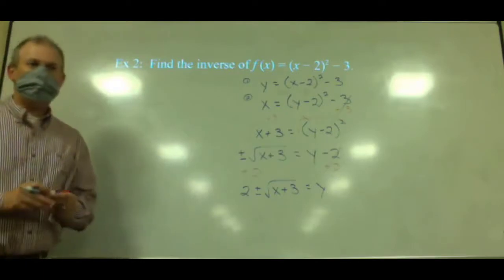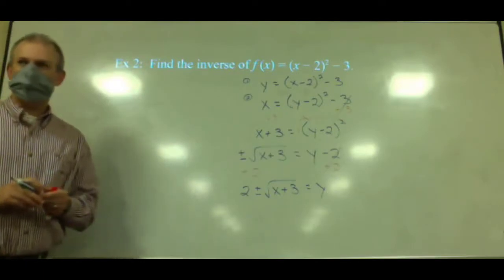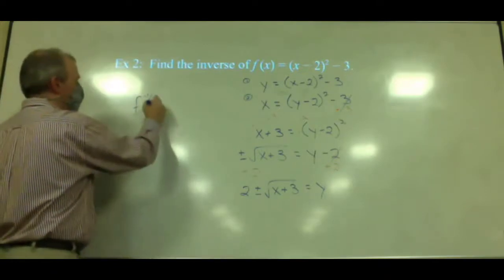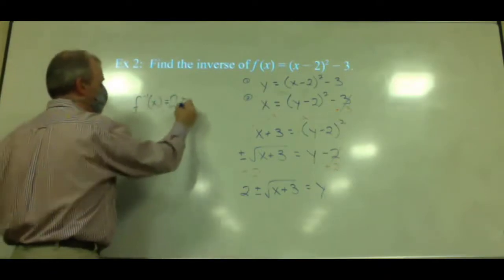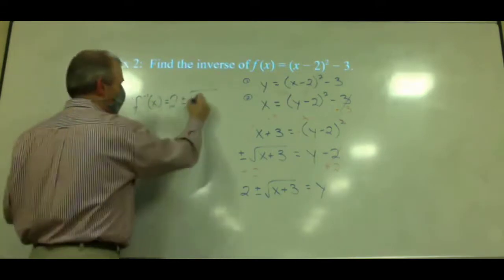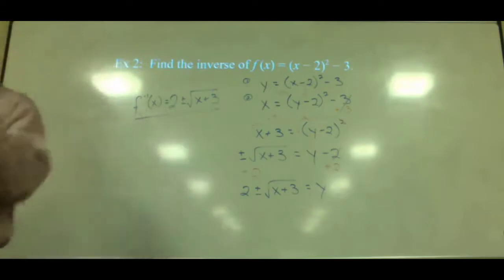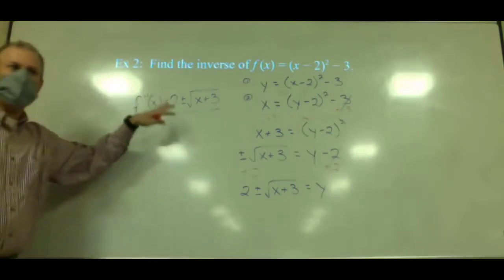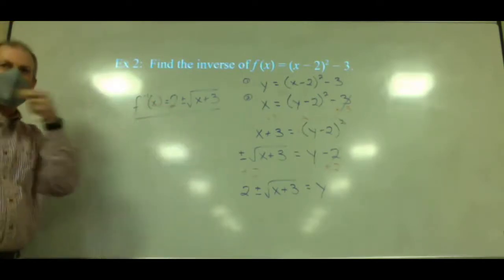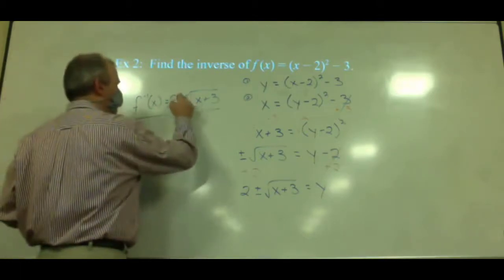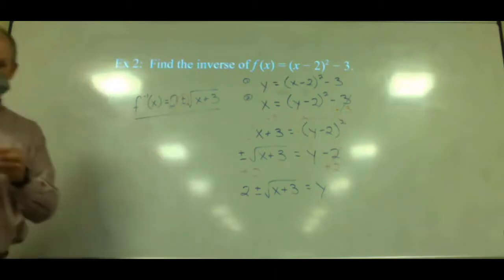Okay? Did we get the y by itself? We're done. Here's our answer. F inverse of x is equal to 2 plus or minus the square root of x plus 3. Now, there's one issue that we have here, and you don't know it yet, but I'm going to tell you about it. This inverse is not a function. The reason that the inverse is not a function is because of the plus or minus.